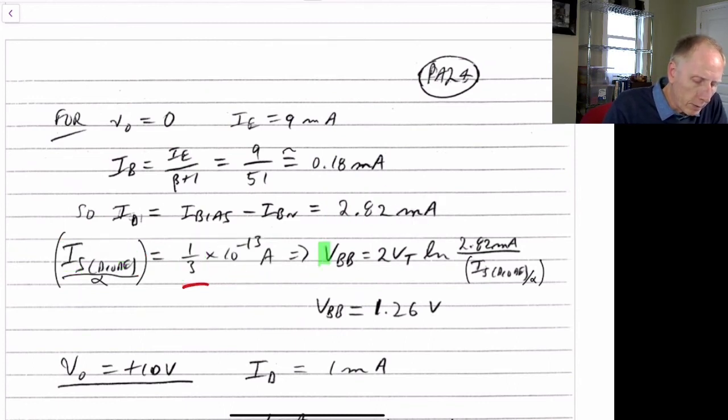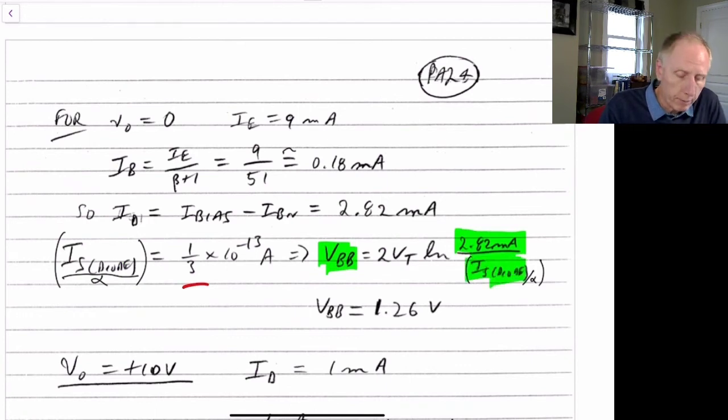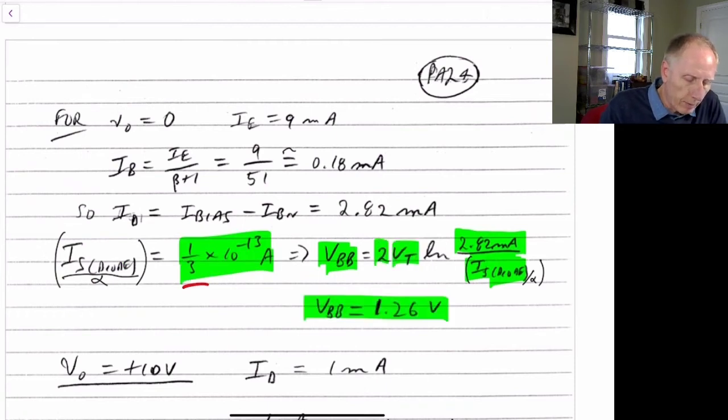So now we can use that and solve for VBB, because we have our current, and we have the scale current for the diode itself, which we just solved over here. And that's times 2 VT times ln of this, and that works out to be VBB is equal to 1.26 volts.